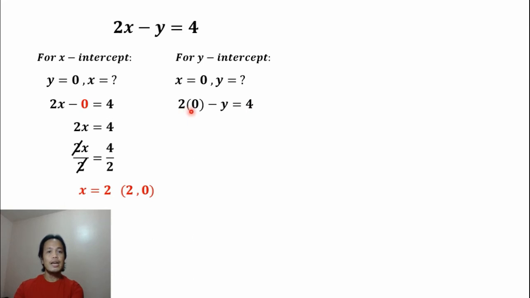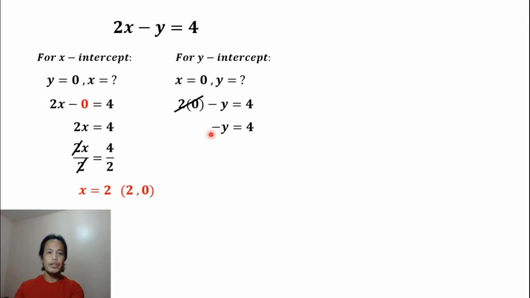Then 2 times 0 is 0, of course, so we can cancel this out. So what remains at the left side of the equation shall be negative y, then we copy equals 4. Then we have to remember that the variable should always be positive. And since this is negative, it's either we divide both sides of the equation by negative 1 or we multiply both sides of the equation by negative 1, either of the two.